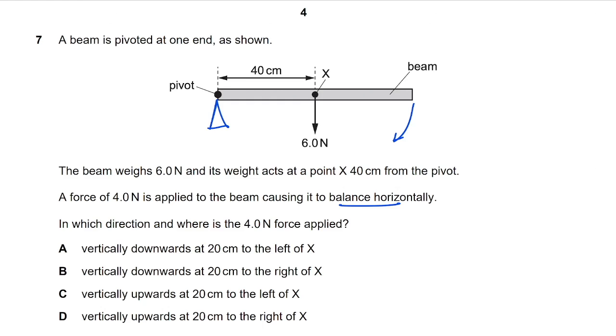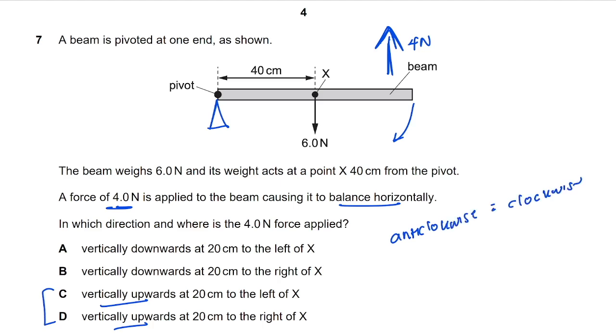So that means that there will be a force upwards to make it balance. And here it's telling us that it's going to be 4 newtons. So we know that it is vertically upwards to balance it, so it's either C or D. That one, you can just figure it out, right? And also we know the other fact that anti-clockwise moments is equal to clockwise moments. So this would be anti-clockwise, this would be clockwise.